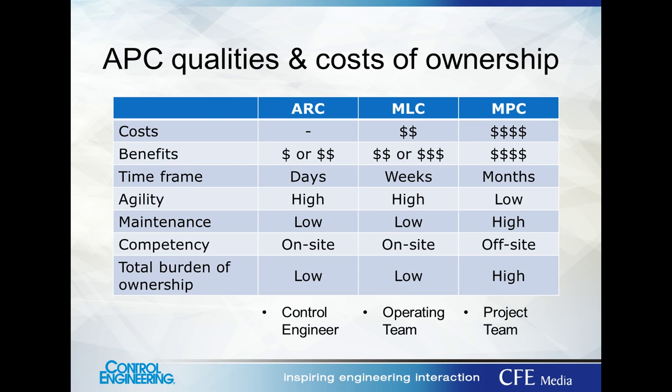Here is a cost of ownership summary for the 3 main types of APC. ARC is usually carried out primarily by the control engineer to improve performance of a single important or problematic loop. MLC is typically an on-site operating team effort, including operations personnel, process engineers, and control engineers, as well as APC or process specialists. MPC is typically carried out by a project team.